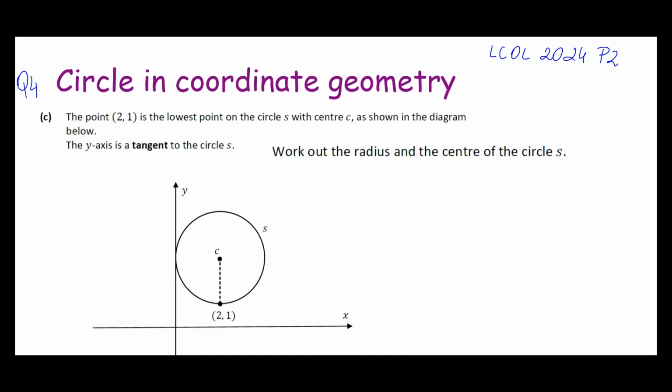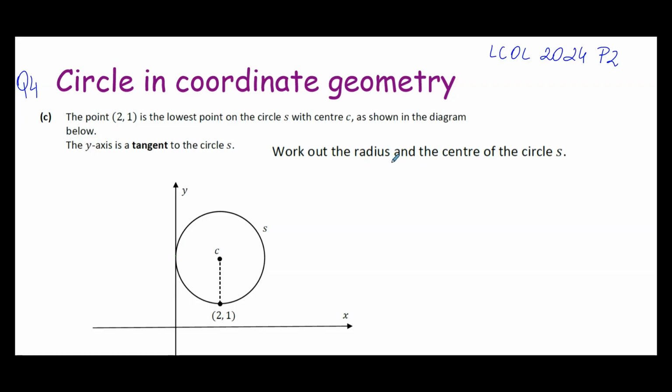So again, we are looking at circle coordinate geometry, but here we are looking at a slightly different aspect. The point (2, 1) is the lowest point on the circle S. That's our circle S, with center C, as shown in the diagram below. The y-axis is a tangent to the circle S. When they say tangent to S, that basically means the y-axis touches S at just one point. That's it.